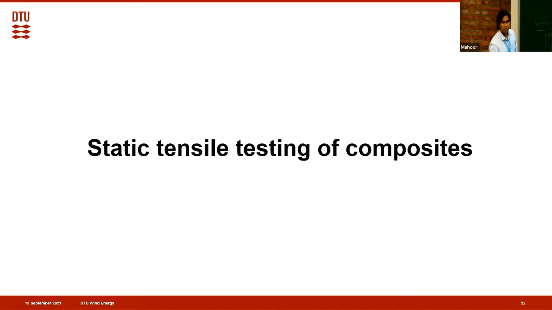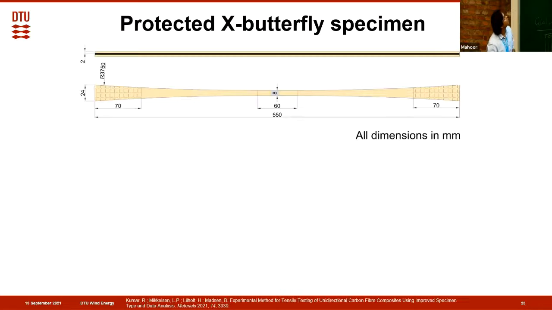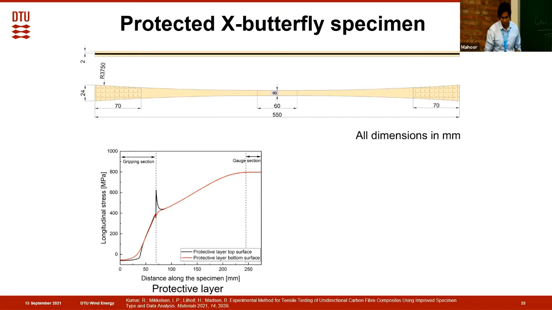And then we also need a composite to compare what we are getting. So for that, we use a protected butterfly specimen. As Yentil was talking about, it is a sandwich structure. So what we are testing is carbon fiber in the middle, sandwiched between two glass layers to remove the stress concentration in the specimen.